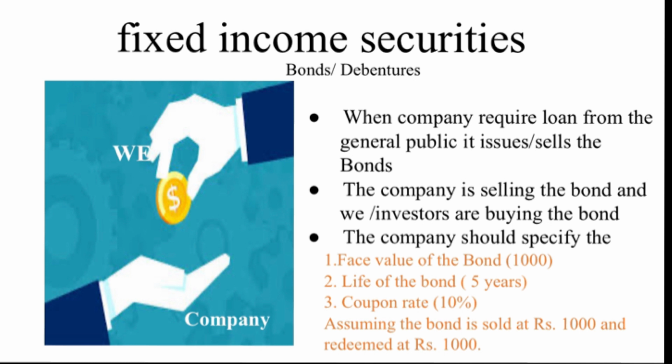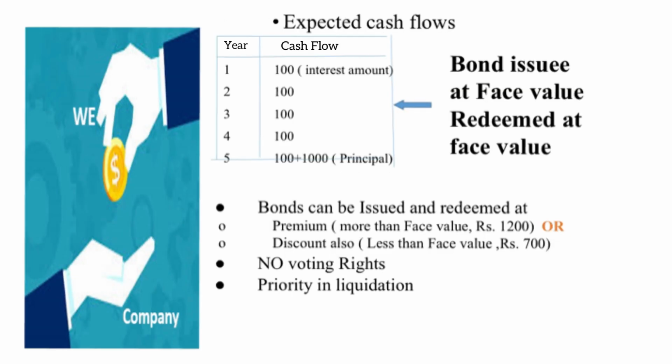So in our example, suppose the face value is 1000, the life of the bond is 5 years and the interest rate is 10%. So what are the expected cash flows for this transaction when we are buying the bond and the company is selling the bond? Now the company has to pay us the interest rate of 10% per annum as per this example, and after 5 years, which is the life of the bond, it has to repay our principal amount of 1000 rupees back.